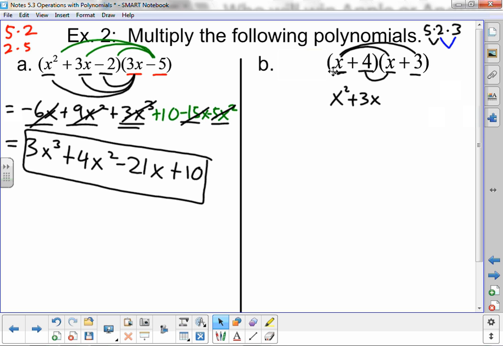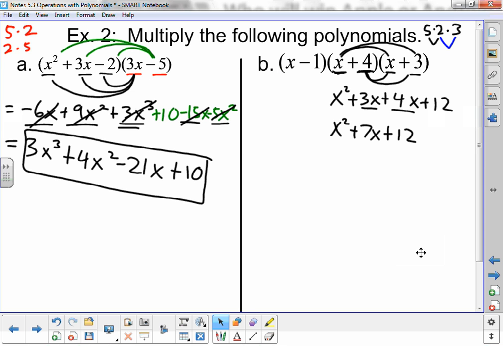We're done with the first one, so now we're going to distribute this 4. 4 times x is a 4x. 4 times 3 is a 12. Simplify that out. We can combine these two as like terms, so it's going to be x squared plus 7x plus 12. Okay? Now, we're not done, because all I did is multiply these two.